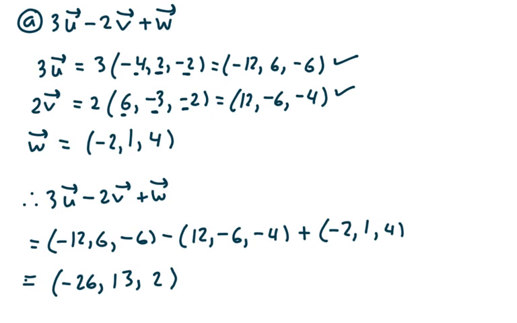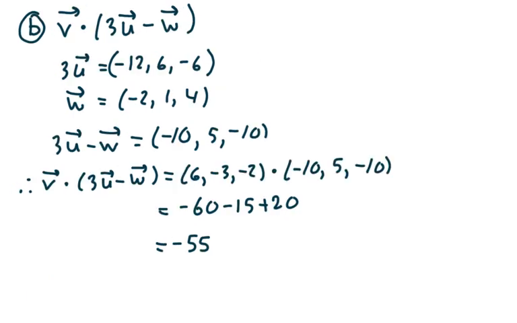3U minus 2V plus W is the vector negative 12, 6, negative 6, minus the vector 12, negative 6, negative 4, plus the vector negative 2, 1, 4. And my final answer should be the vector negative 26, 13, 2. That's part A. Let's take a look at part B.